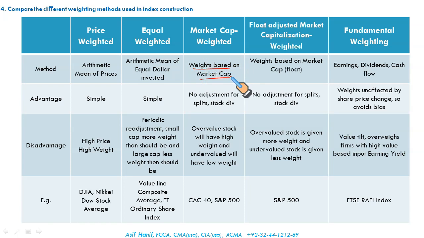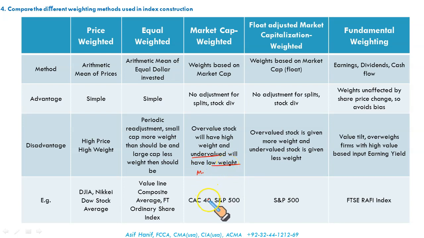What is the advantage? If there is any stock split, stock dividend, or stock repurchase, no adjustment is required. What is the drawback then? Overvalued stock will have larger market cap, so such stock will have heavy weight, more than it should. And the stock that is undervalued will have low market cap, so it will have less weight than it should. That's the drawback.